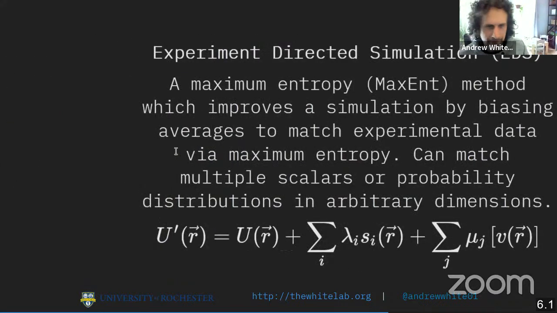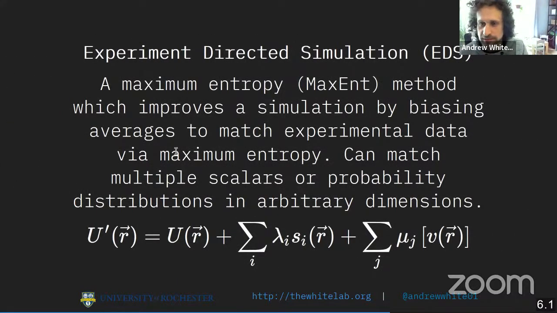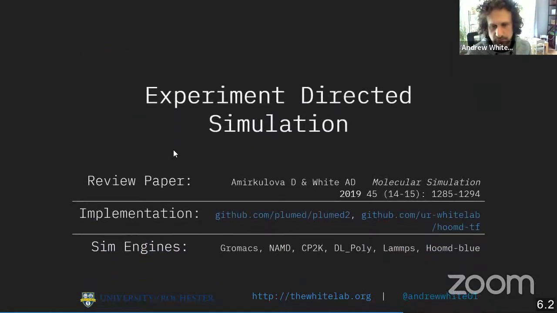Okay, great. I'll just mention that EDS, as we'll talk about it today, is for making scalars agree. We have another method, which is in PLUMED, that allows you to match distributions. It's the target keyword in metadynamics. And then the maxent package in PLUMED helps you deal with experimental uncertainty. And you can also extend EDS to deal with experimental uncertainty as well.